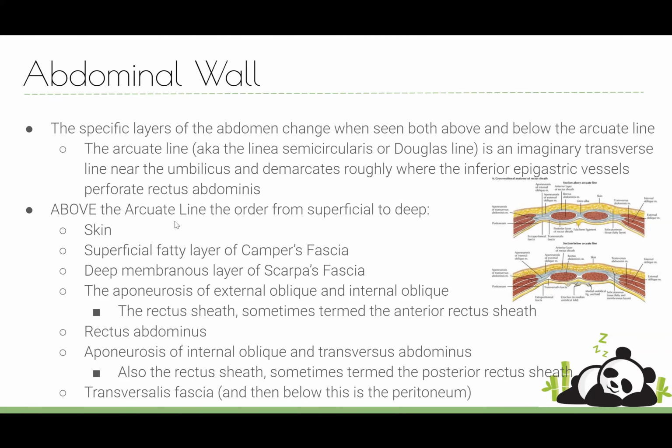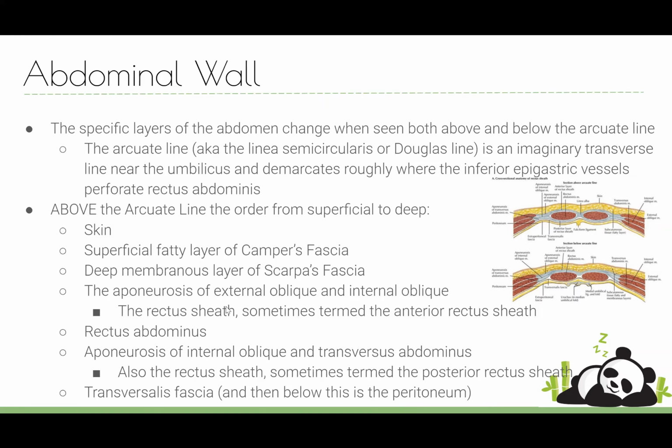So above the arcuate line, the order goes from skin to the superficial fatty layer of Camper's fascia, and then the deep membranous layer of Scarpa's fascia. A way to remember this: you can think of Camper's as camping. You're going outdoors to camp, unless you're glamping or something, at which point you're still outside. So the superficial layer of Camper's fascia is on the outside. Then you move to the aponeurosis of the external oblique and the internal oblique. The aponeurosis is the fibrous stuff from these muscle layers. And then the rectus sheath is below it.